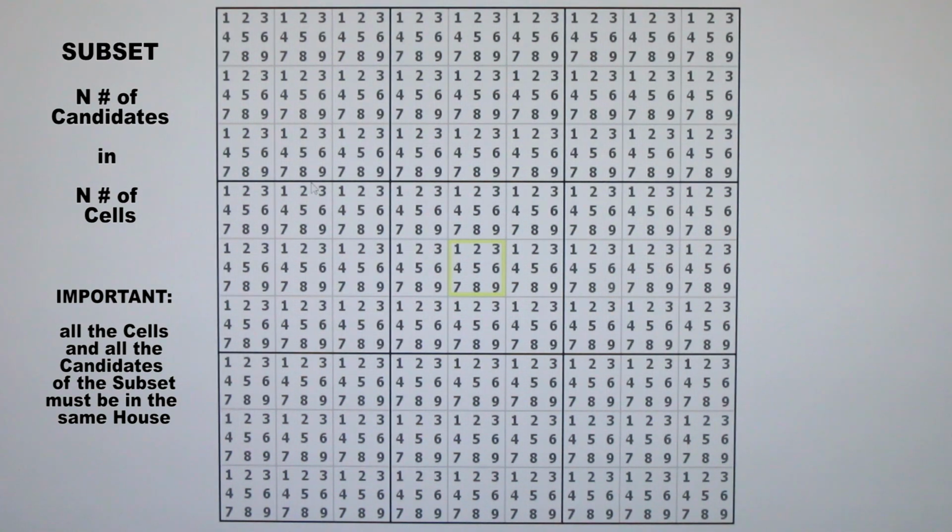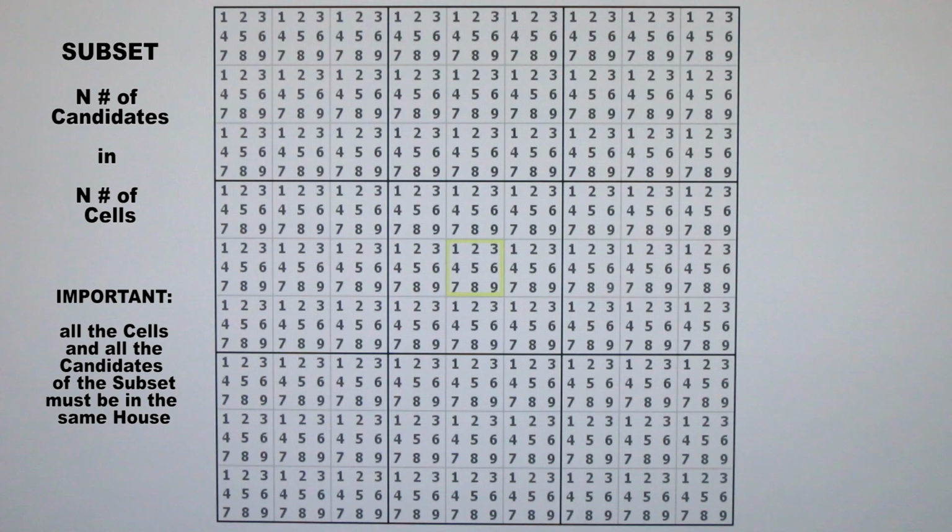Okay, let's talk about subsets. A subset in Sudoku is defined as n number of candidates in n number of cells, with n being any number between 2 and 9. In other words, 2 candidates in 2 cells, or 3 candidates in 3 cells, or 4 candidates in 4 cells, and so on and so forth. And don't forget that in order to qualify as a subset, all the cells and all the candidates of the subset must be contained entirely within at least one house, like a row, a column, or a block.